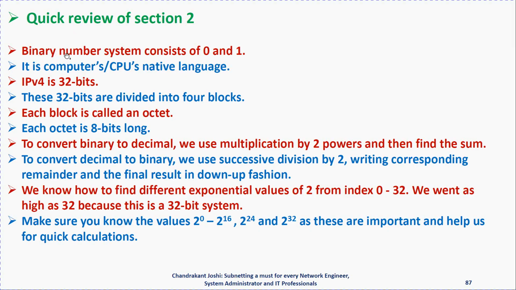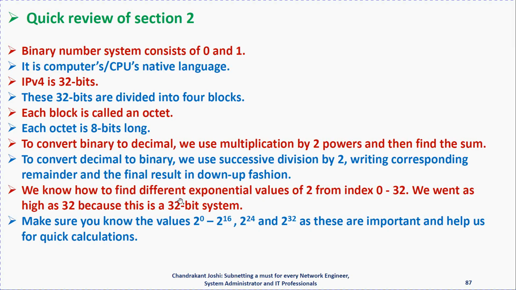In section 2 we studied the binary number system, which consists of zeros and ones. It is considered to be the computer's native language. IPv4 is a 32-bit system, that is, IPv4 is divided into 32 bits. These 32 bits are further divided into 4 blocks. Each block is called an octet and each octet is 8 bits long. Then we saw how to convert binary to decimal. We also saw how to convert decimal to binary.